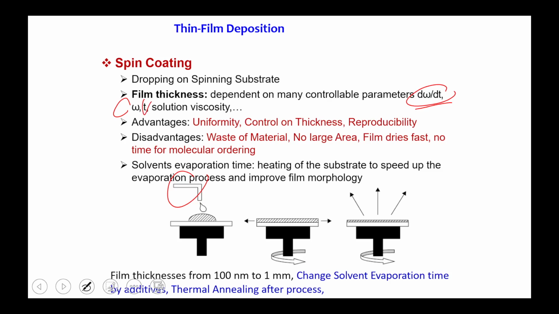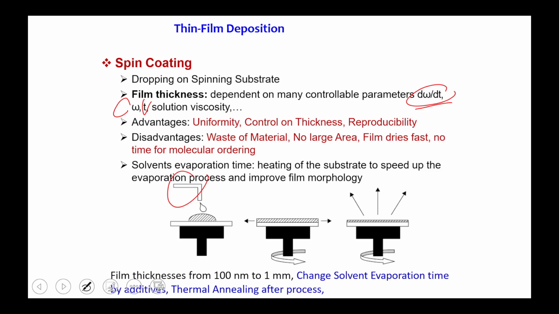Advantages: uniformity, control on the thickness, reproducibility. We can produce the same thickness or same parameters again and again on the same substrate. It will not change in that case. But in physical vapor deposition systems, some variation will happen. Suppose I keep the same parameters for 4 to 5 substrates, maybe a 5 to 10 nanometer difference in thickness we can obtain in a physical vapor deposition system.